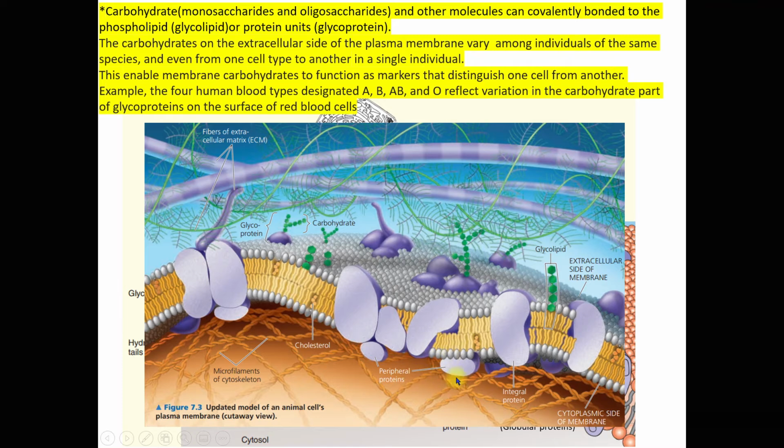These peripheral proteins are usually on the cytoplasmic side of the membrane. You can see the glycoprotein, where the carbohydrate is covalently bonded with the protein. And then the glycolipid, where the carbohydrate chain is covalently bonded with the lipids.